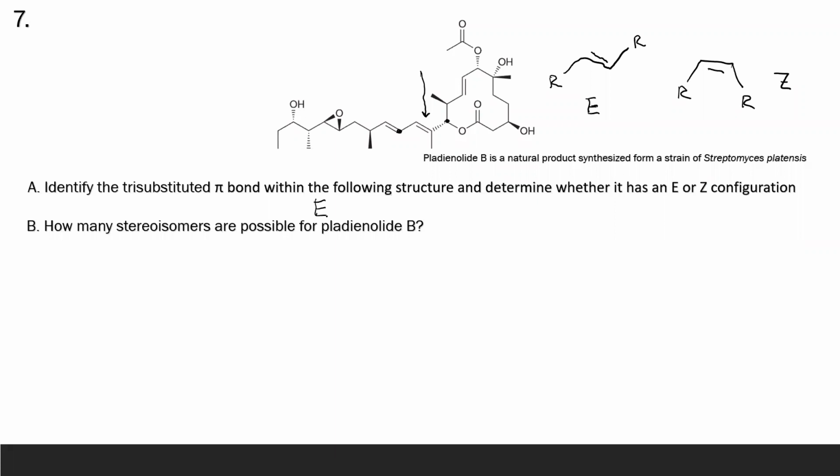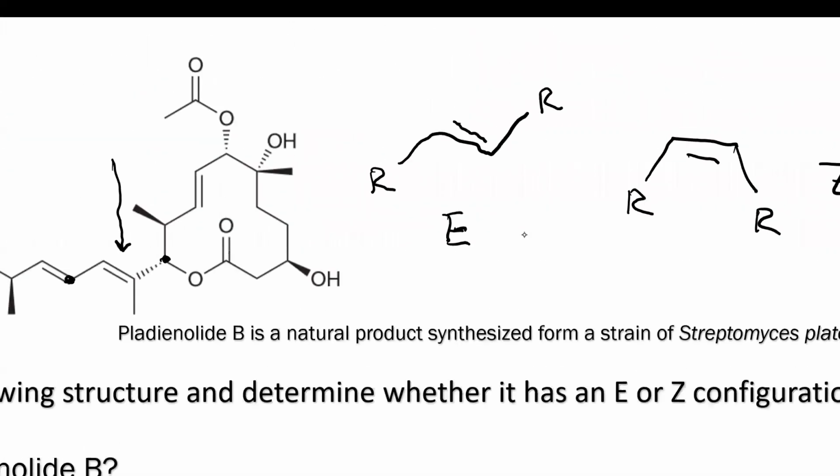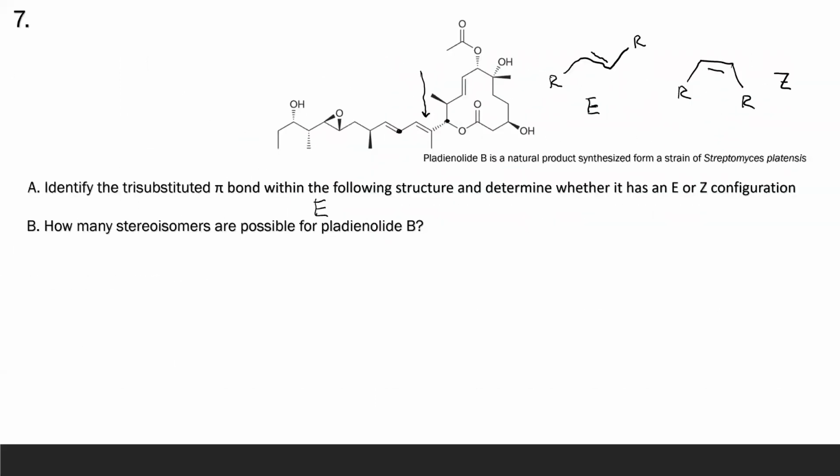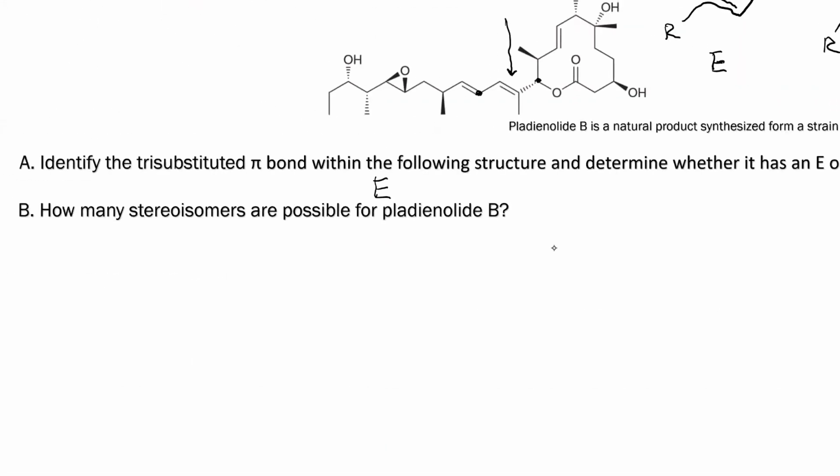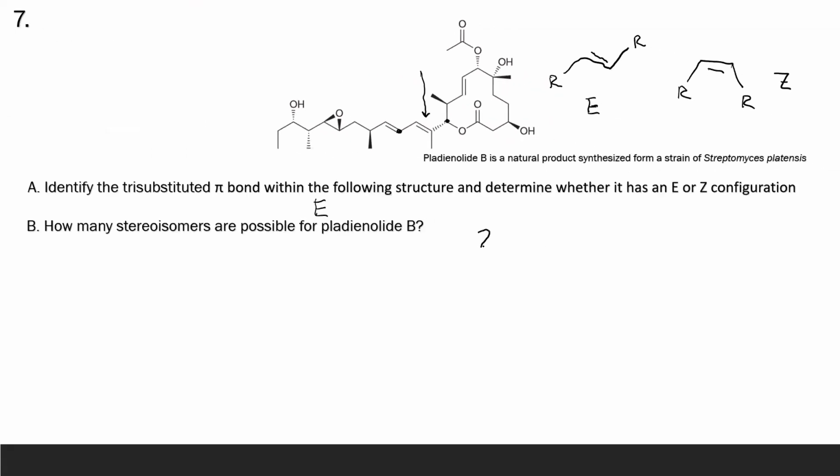Second part of the question, part B, how many stereoisomers are possible for this compound? So in order to determine that, we need to use this equation here. Oops. Sorry, guys. Come on. 2 to the n, where n equals number of chiral centers plus EZ configuration.